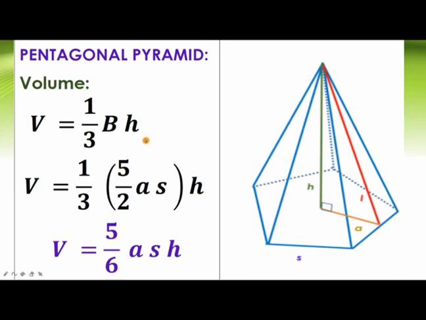For the volume, again, the general formula is given by this equation. But since the area of the base is 5/2 A times S, the volume of a pentagonal pyramid can now be computed using this formula. V is equal to 5/6 times A times S times H, where A is the apothem, S is the length of each side of the pentagonal base, and h is the height of the pyramid.